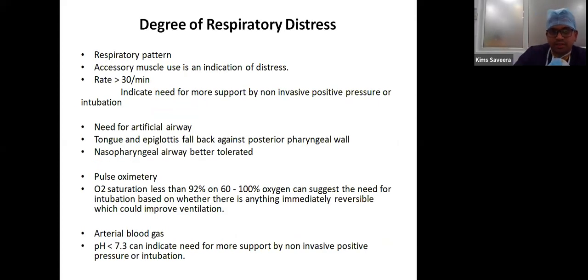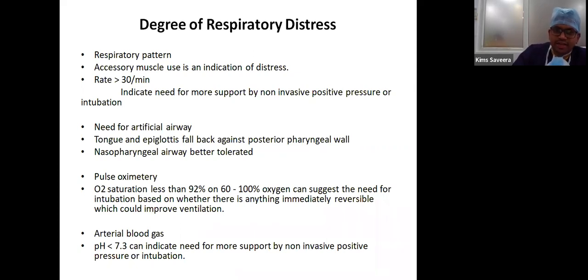And when I come to the degree of respiratory distress, we see the respiratory pattern, accessory muscle usage, and respiratory rate. When respiratory rate is greater than 30, accessory muscles are used, and the respiratory pattern is difficult, then we need non-invasive support or intubation.